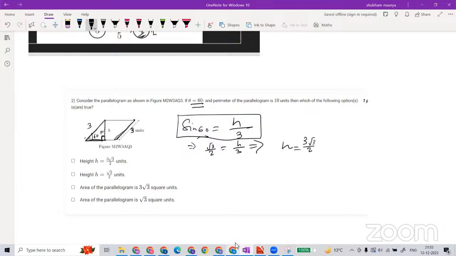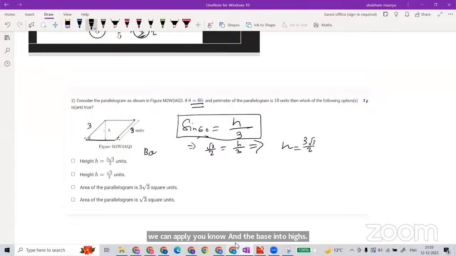So here is how we can find this one. Then we can apply base into height. So what is going to be this one? How can we get this? Anyone? How can we get this?